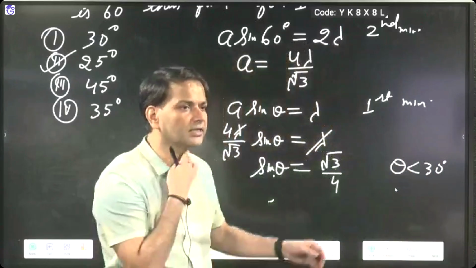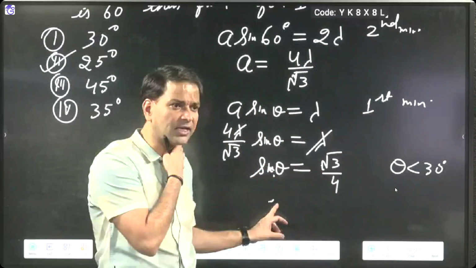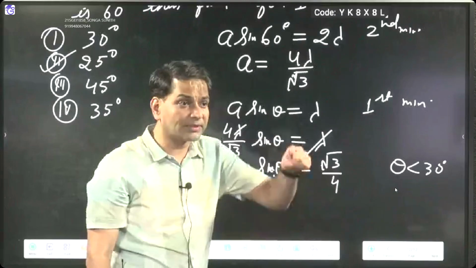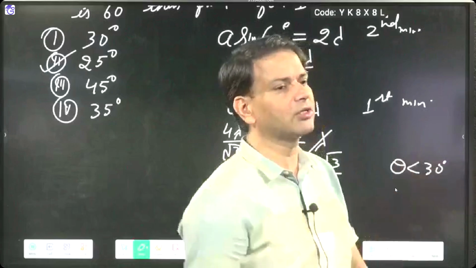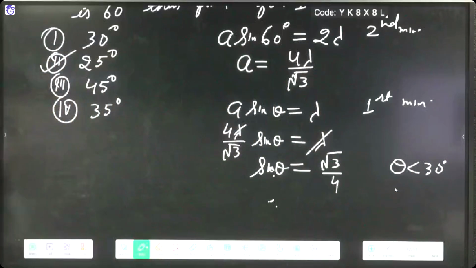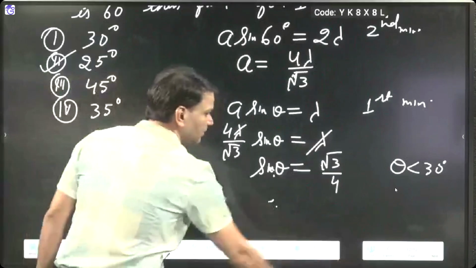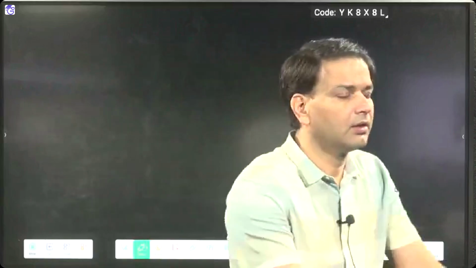Here, theta is less than 30, so you can take sine theta can be written as theta. Theta you got root 3 by 4, but that is in radian. Now multiply with 180 by pi, you will get in degree. You can check also. That will come approximately 25. Okay. Completed.